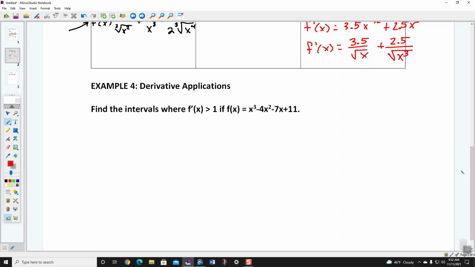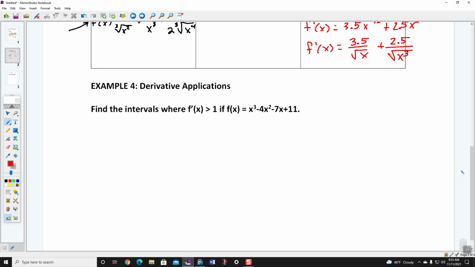Example 4 is a derivative application. It says find the intervals where f prime of x is greater than 1, if f of x is x cubed minus 4x squared minus 7x plus 8. So we need to figure out where the derivative is greater than 1. Do we even know what the derivative is yet? No, but we can find it.